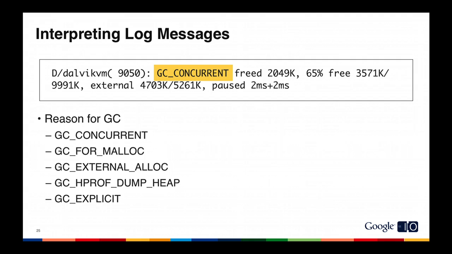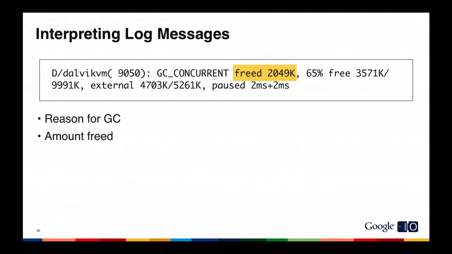Now, this external memory, as I mentioned, has gone away in Honeycomb. Basically, everything is allocated inside the Dalvik heap now, so you won't see this in your log messages in Honeycomb and later. You'll also see a message if you create an hprof file. And finally, the last one I want to mention is GC explicit. You'll see this generally when you're calling System.gc, which is something that you really should avoid doing. In general, you should trust in the garbage collector.